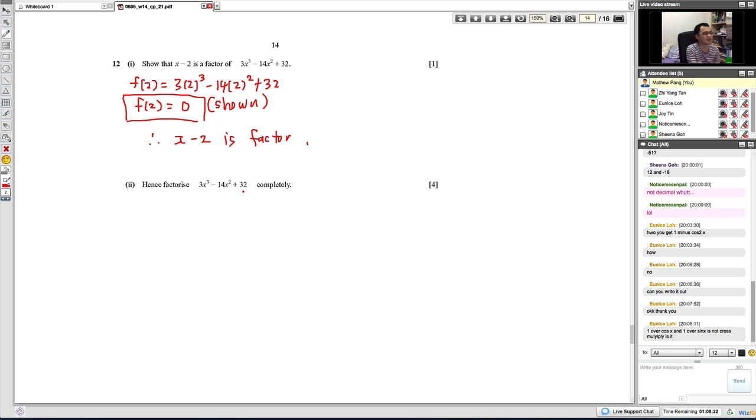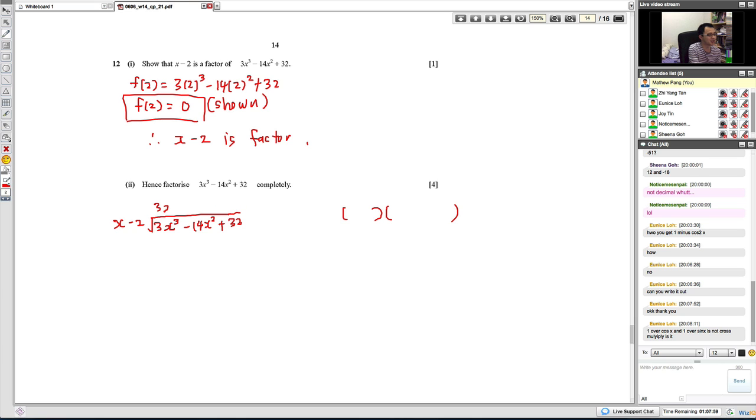And then I ask you to factorize this one completely. Since the question gives you this factor already, you can just do the long division, which I find is easier. Some students love to do the other way, meaning they will do two brackets and then solve it out. Both methods are okay, but I think long division is very direct. I don't need to think so much. I can just work it out.